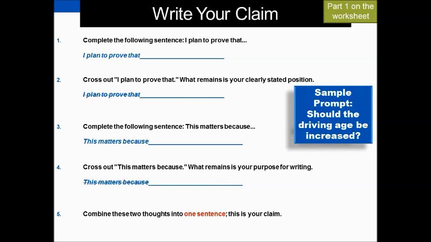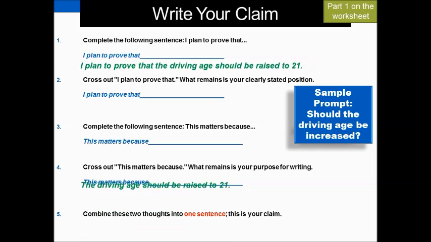So let's take a look at the sample writing prompt. Should the driving age be increased? Let's go step by step and write a claim to answer this prompt. Step 1, complete the following sentence. I plan to prove that. I plan to prove that the driving age should be raised to 21. Let's do step 2. Cross out I plan to prove that. What remains is your clearly stated position. Notice in step 2, we simply have the driving age should be raised to 21.